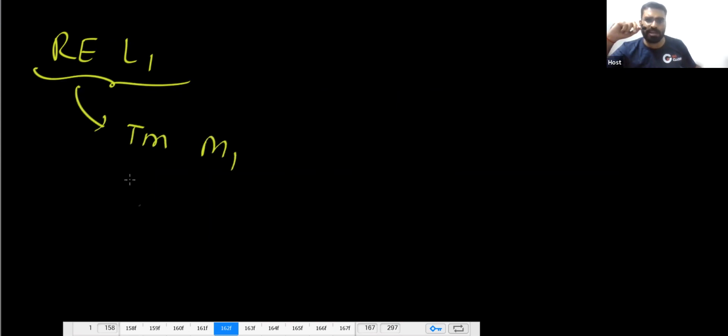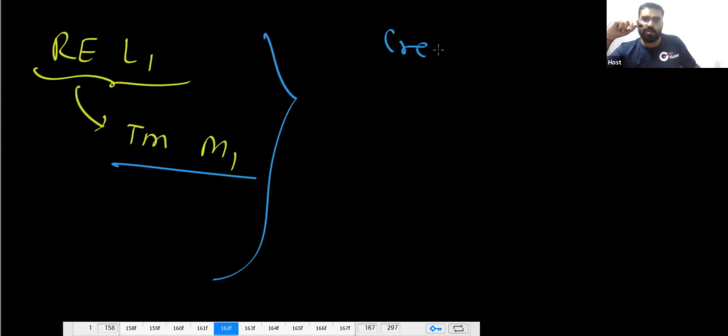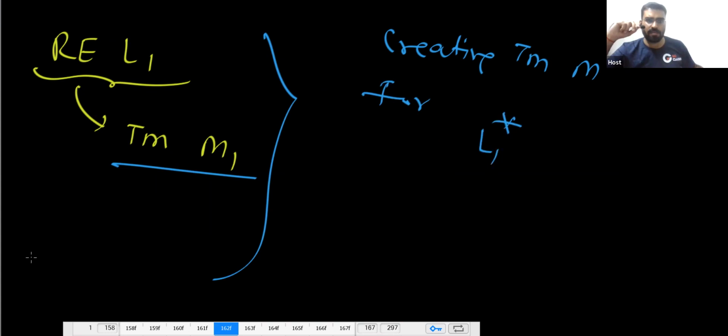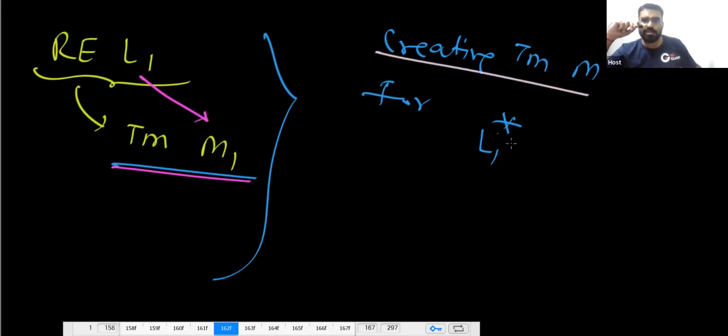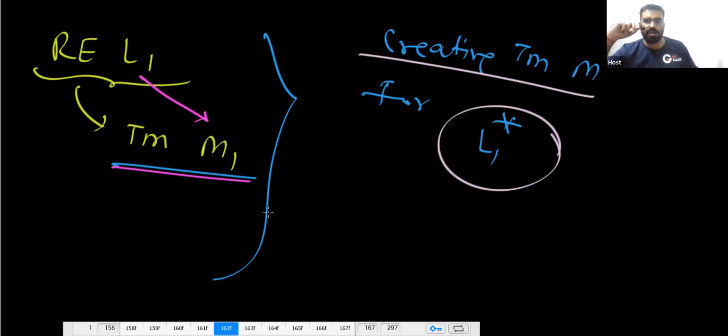So basically if you have an RE language L1, then there is a Turing machine M1, right? Agree or not? There exists a Turing machine M1 for L1. Now we want to create a Turing machine for L1 star. And for that we will use non-determinism.